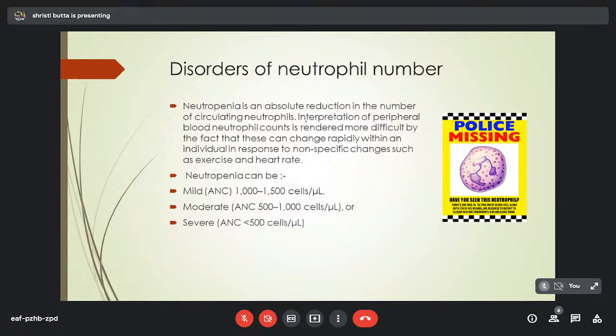Neutropenia is an absolute reduction in the number of neutrophils. This neutropenia can either be mild, moderate, or severe. When it's mild, it ranges from 1000 to 1500 per microliter, whereas moderate neutropenia ranges from 500 to 1000 per microliter. Severe neutropenia results when the absolute neutrophil count is less than 500 cells per microliter.